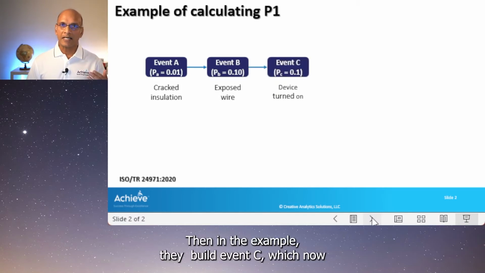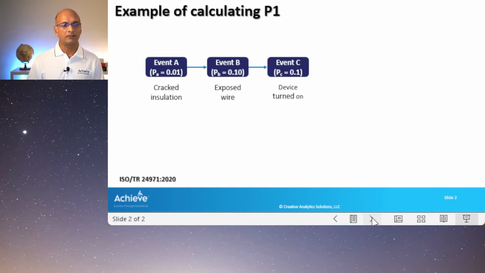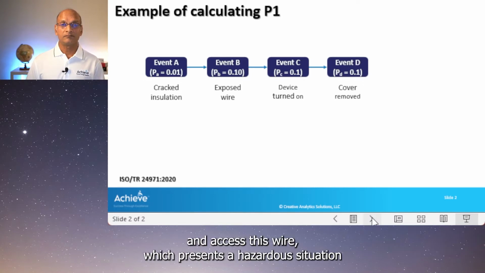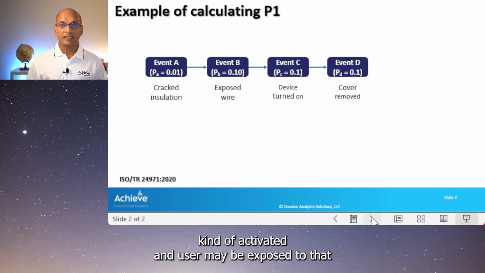Then in the example they build event C, which is now the user turning the device on through the user interface. And then there's event D, that the user actually opens the cover and accesses this wire, which presents a hazardous situation, because now the hazard of electricity has become activated and the user may be exposed to that.